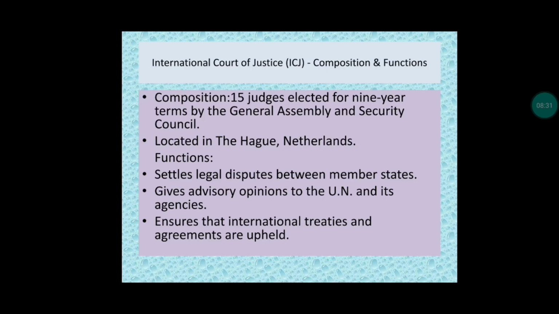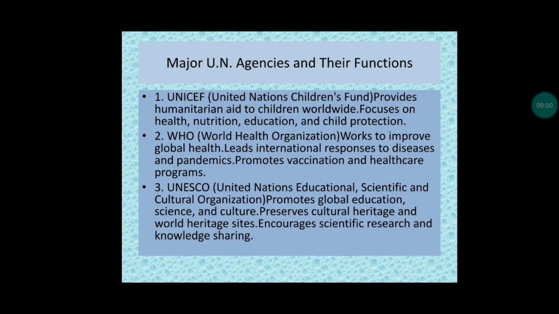International Court of Justice, ICJ. Composition and functions. Composition: 15 judges elected for 9-year terms by the General Assembly and Security Council, located in The Hague, Netherlands. Function: settles legal disputes between member states, gives advisory opinions to the UN and its agencies, ensures that international treaties and agreements are upheld. Major UN agencies and their functions.